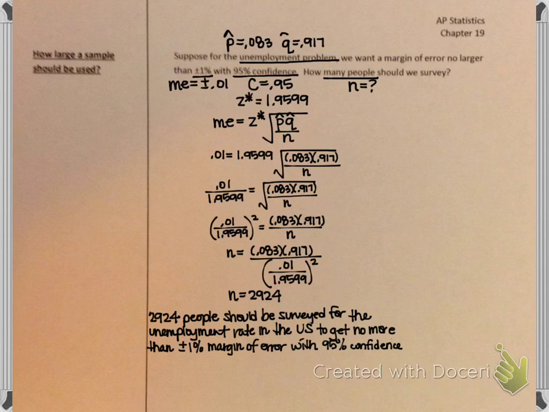And then I ended up with a decimal for n, so 2923 point something. But remember, we're talking about people. So we can't have a decimal of a person. That doesn't make any sense. So whenever we're talking about n, and for that matter, whenever we're talking about x, for thinking about typing something into our calculator for the one prop z int, they have to be whole numbers. They cannot be decimals. They cannot be fractions. So keep that in mind about what they actually represent. And then I have my statement down at the bottom.